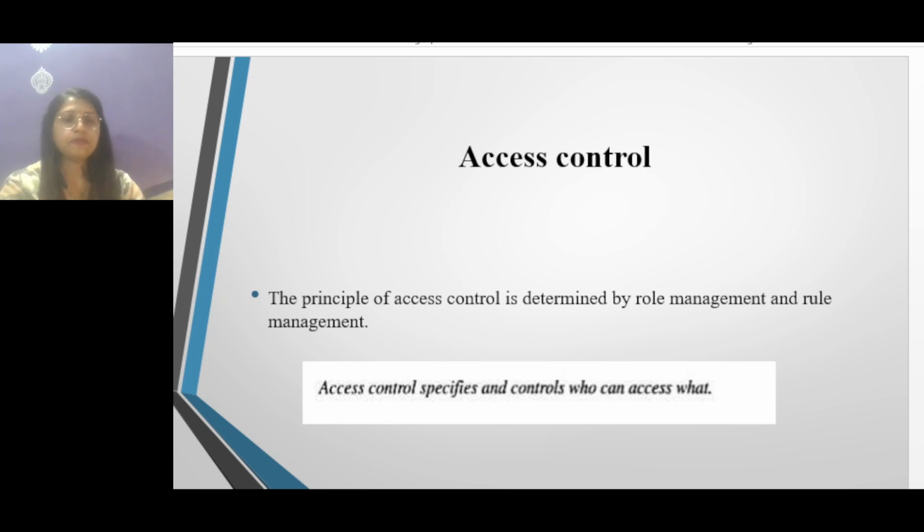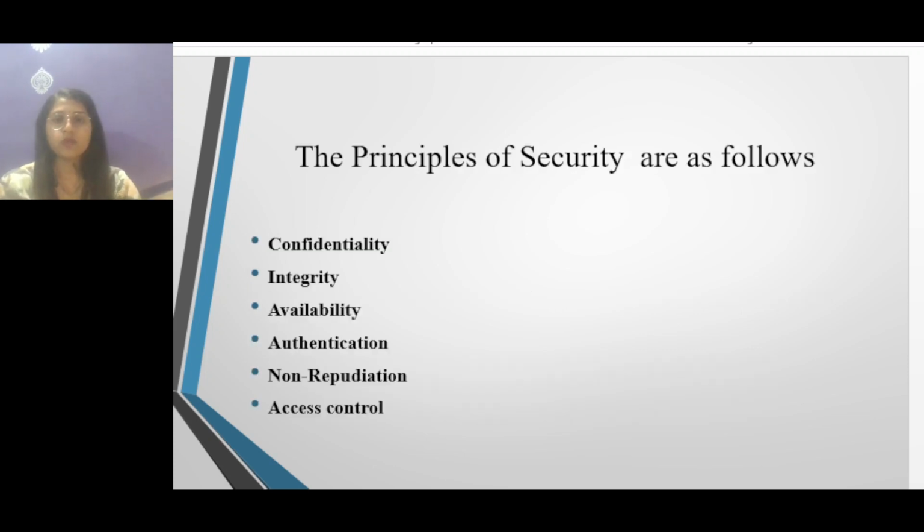So I hope that you have understood about the principles of security. Confidentiality: only the intended sender and receiver should get the content of the message. Integrity means content of the message should not be changed. Availability means resource should be available all the time. Authentication means it is going to establish proof of identity. Non-repudiation means you cannot later deny that you have not sent this message. And access control means who has access to what kind of data.